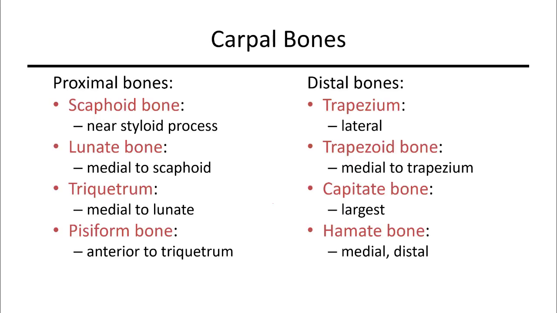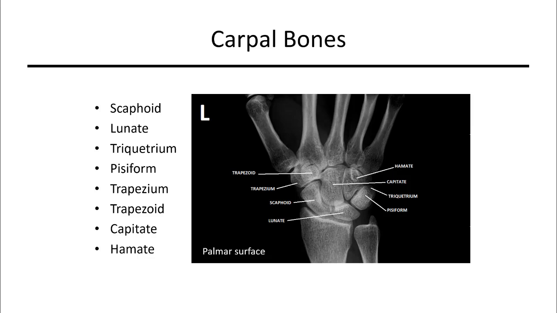The carpal bones are indicated here. We have the scaphoid, lunate, triquetrum, and pisiform. Those are located more proximally against the radius, and more distally against the metacarpals are the trapezium, trapezoid bone, capitate, and hamate. We can see them named and identified on this x-ray from a palmar surface view.